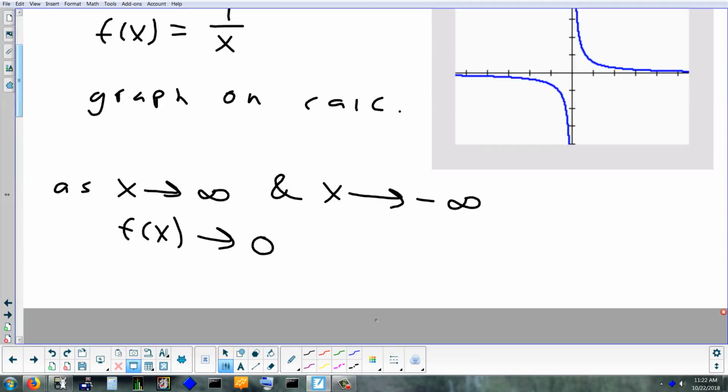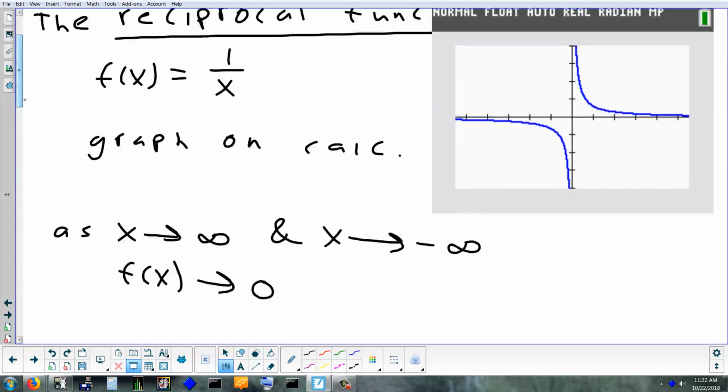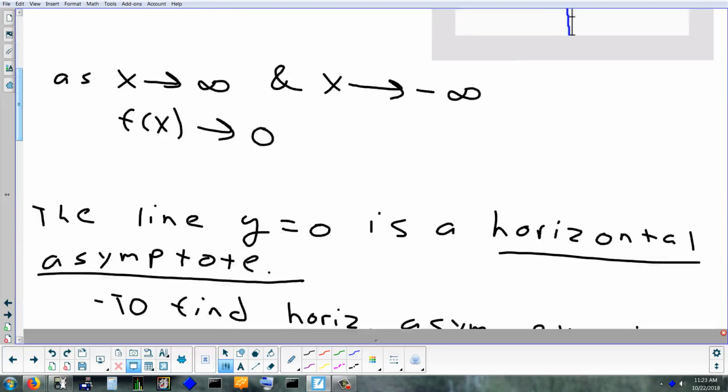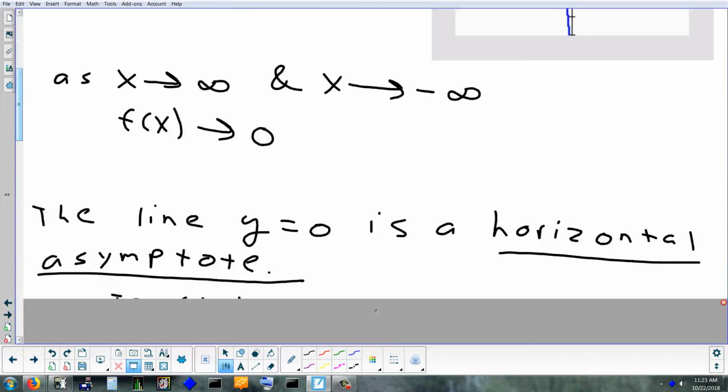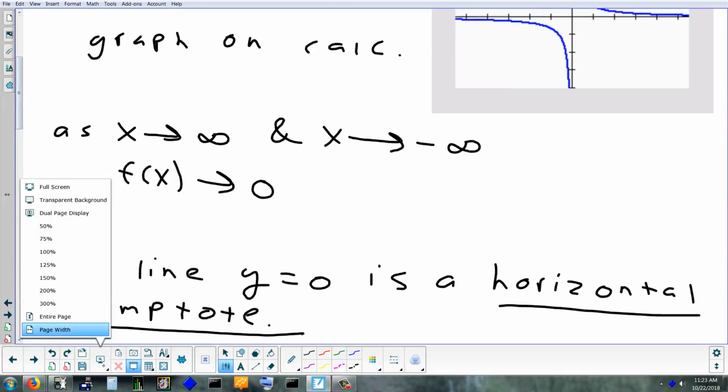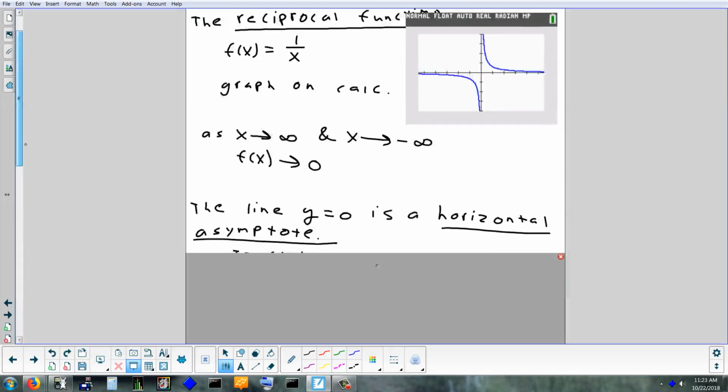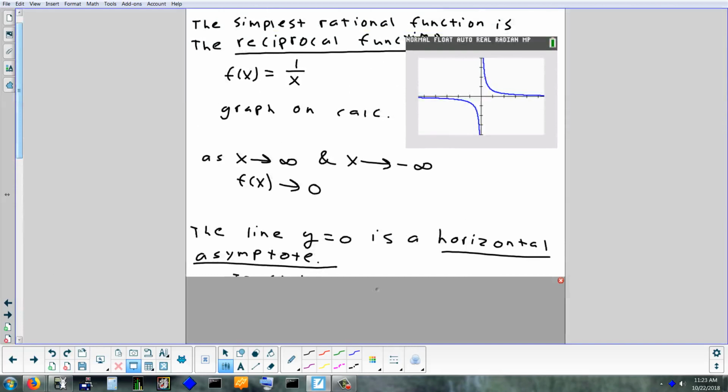As you approach infinity or negative infinity, if you're getting closer and closer to something, in this case it's 0, I could easily make it something else. I could shift everything up 2. Now it wouldn't be 0, it would be 2. But that number that you're approaching is called an asymptote. In particular, we're going to start by looking at the horizontal asymptote. Okay, so the line y equals 0 is a horizontal asymptote.